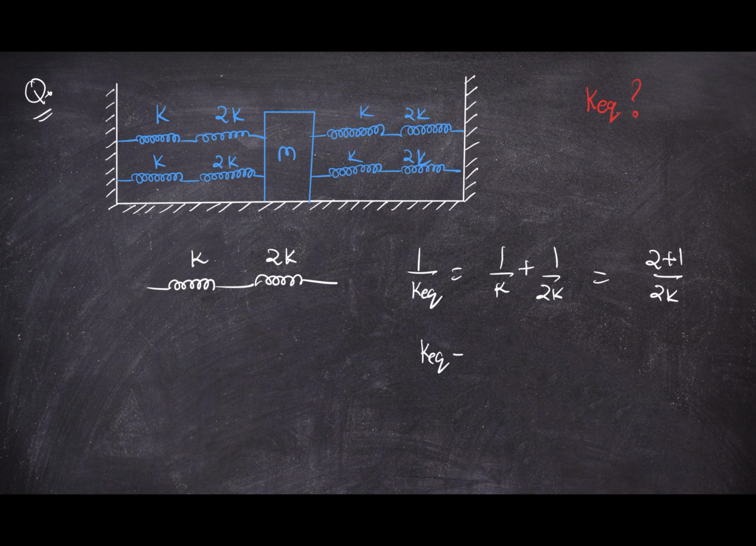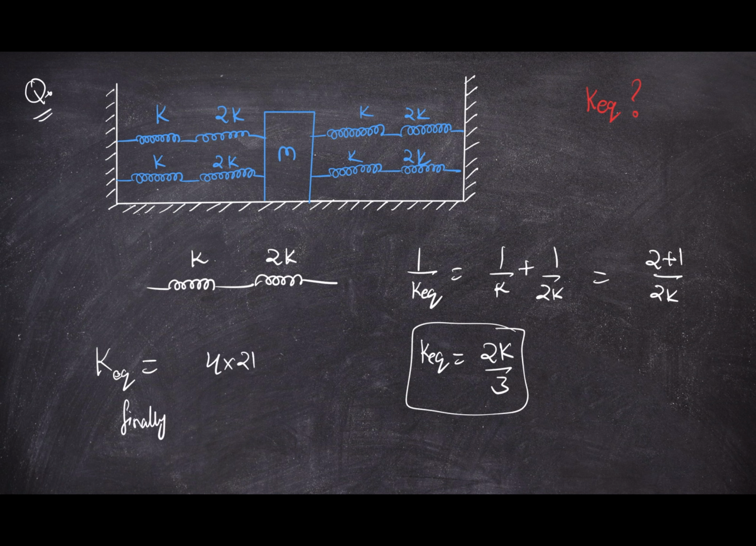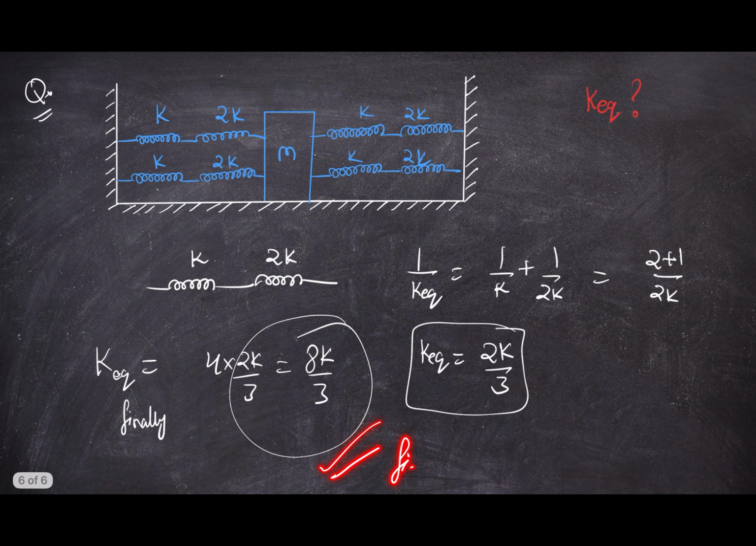K equivalent is equal to 2k by 3. Correct. And this unit gets repeated 4 times. So 2k by 3, 2k by 3, 2k by 3, 2k by 3. Add up, and the final equivalent k is equal to 4 times 2k by 3, which is equal to 8k by 3. This is the final answer. Okay. Thank you.